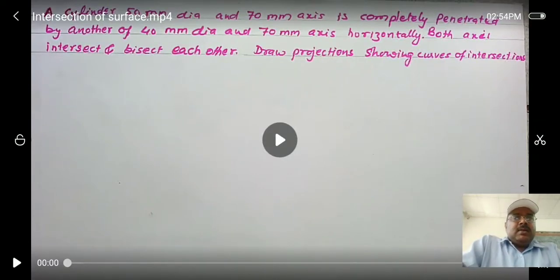As discussed in the first lecture, we are solving the problems on intersection of solids. Today we are going to solve the problems of intersection between cylinder and cylinder. See the example.